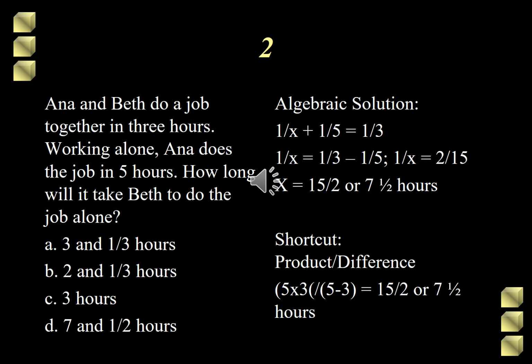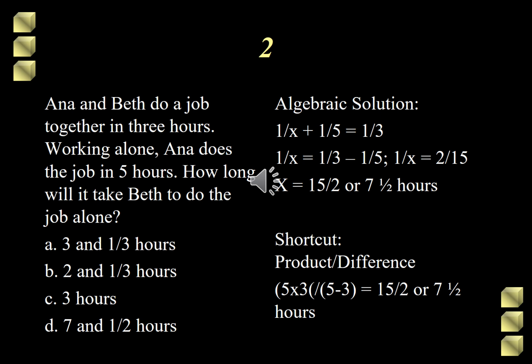Now I'm proposing a shortcut method or strategy here, which also yields the same answer. So it's product over difference. You can use this whenever one of the speeds is missing. So it's product over difference. Difference, because you are given the speed of the two, and you need to subtract the speed of the whole minus the speed of one of the workers.